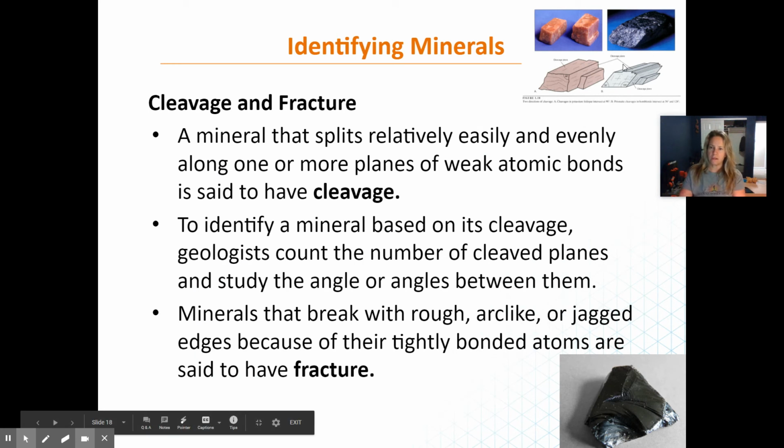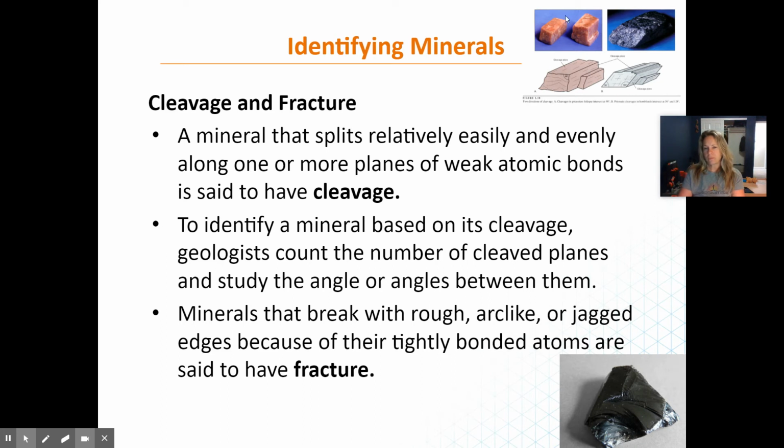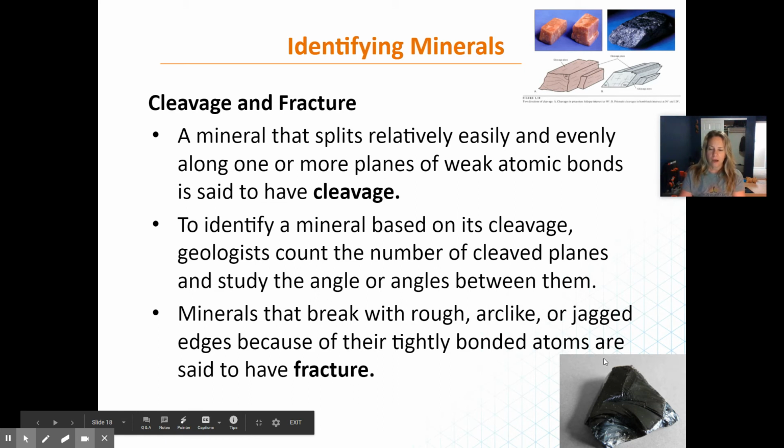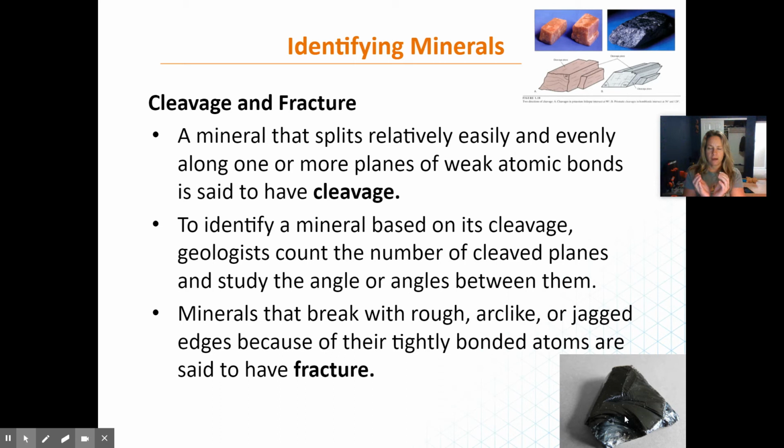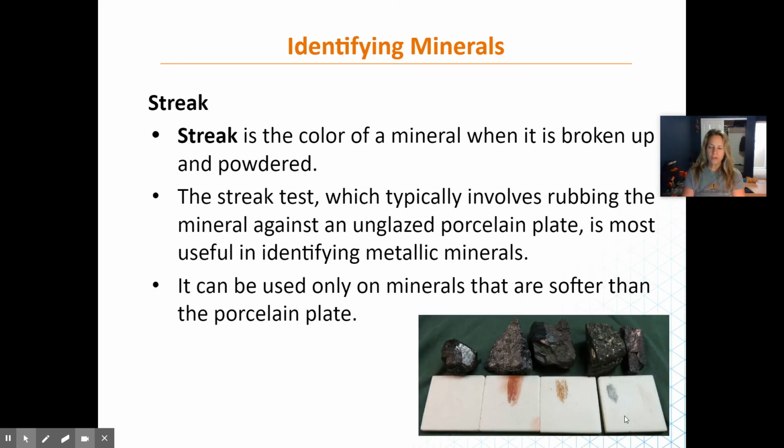Up here you can see this is cleavage, and basically it breaks in flat planes. You can see there are nice flat planes here and here. Whereas fracture looks like this. This piece of obsidian at the bottom doesn't have nice, flat, smooth planes. It's kind of conchoidal. This is actually called conchoidal fracture, where it breaks in a curve. That's a type of fracture. So either it breaks in nice flat planes, which is cleavage, or fracture is just kind of wherever and not flat.